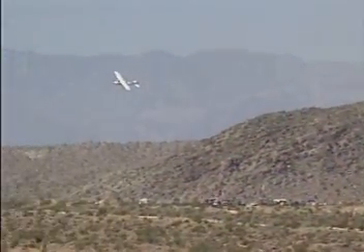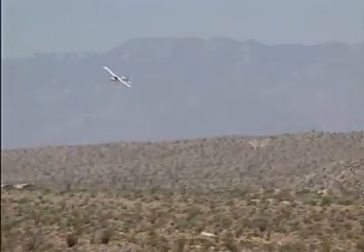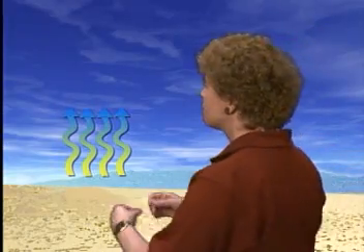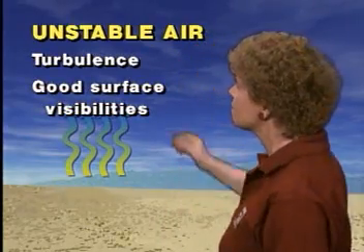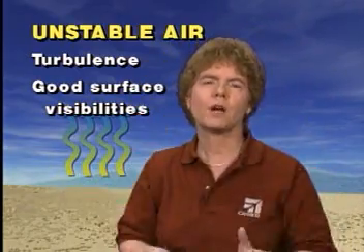But let's assume that you're flying over a desert where it truly gets hot. The air above the desert is heated from below, creating rising columns of air called thermals. That rising air will be warmer than the surrounding air and will continue to rise. And this is called unstable air. So what kind of weather do you get in unstable air? You tend to get turbulence, but you also tend to get relatively good surface visibilities because that rising air carries away the pollution and haze in the lower atmosphere.